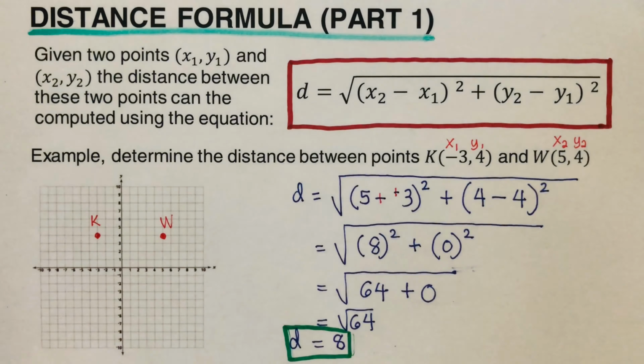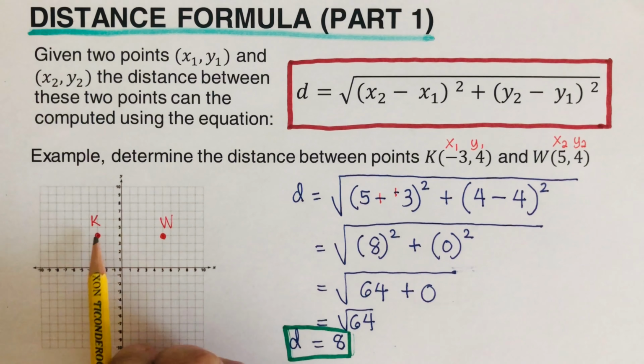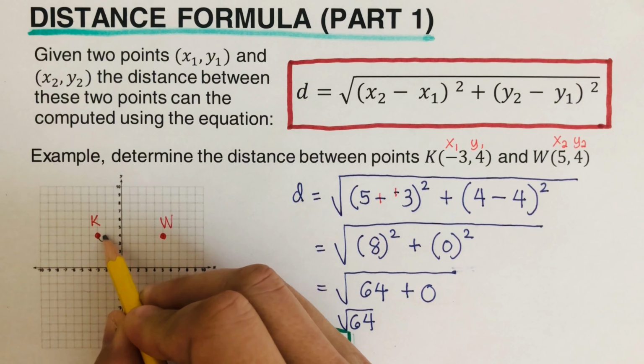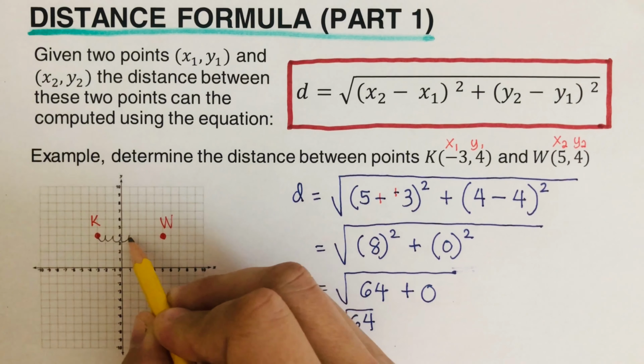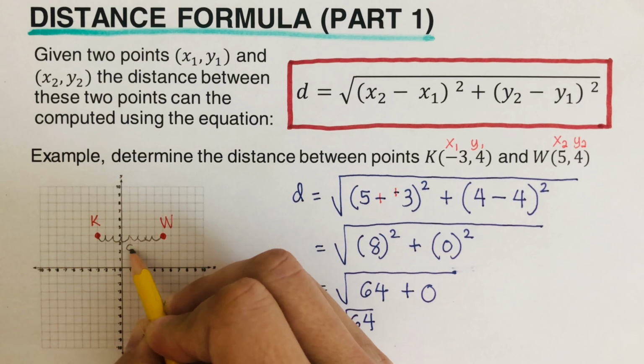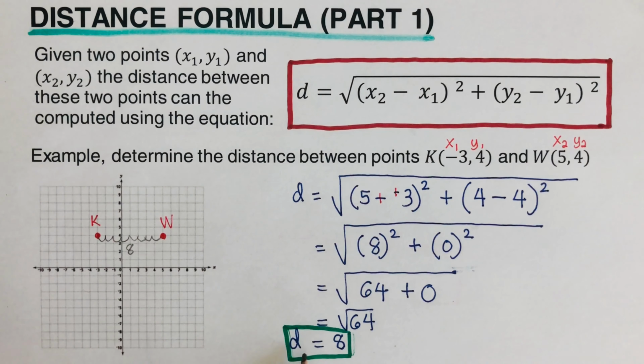Now, if we determine the distance between these 2 points by counting the spaces in between them, we can go ahead and count 1, 2, 3, 4, 5, 6, 7, 8. So the distance is 8 units, and it's the same thing as what we have solved over here. So the graphical solution and the algebraic solution are the same.